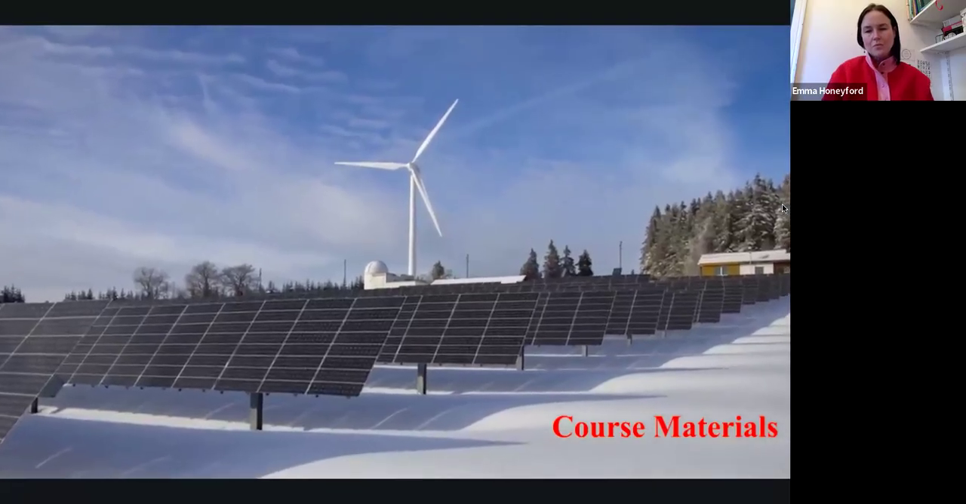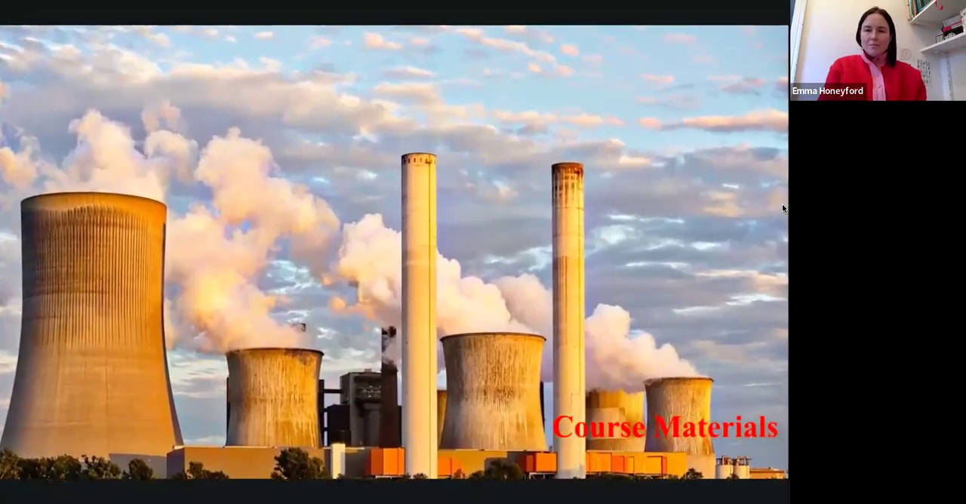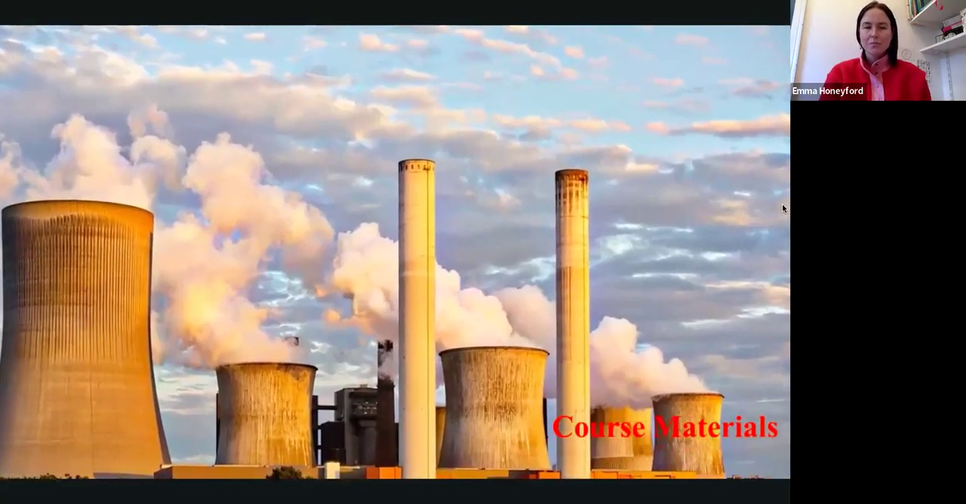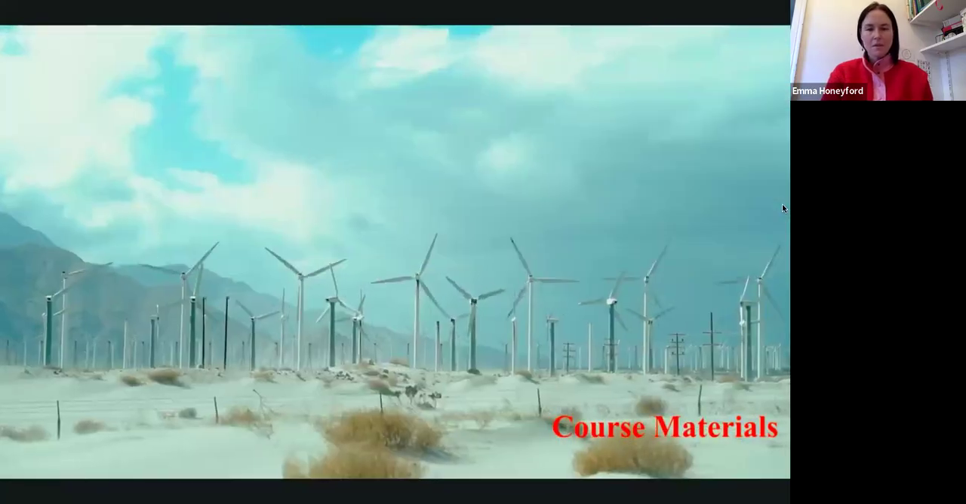A smart grid can also integrate distributed energy resources, such as rooftop solar panels or electric vehicles, into the system and enable bidirectional communication and power flow between the grid and the consumers.